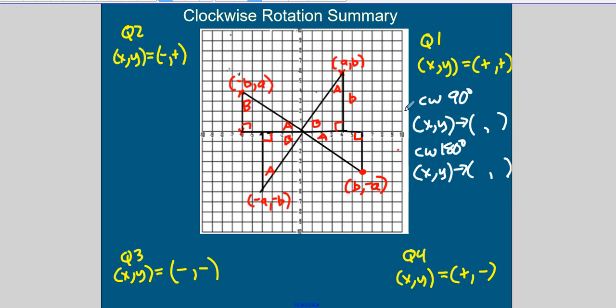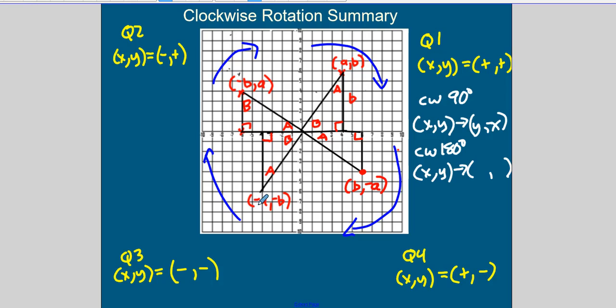Alright, so now let's go clockwise. We've been going counterclockwise pretty much most of the day. So let's go this way and summarize what's going on when we go clockwise. Let's just start here at A, B and go to B, negative A. So again, notice that x here gets moved to the y position, but you take the negative of it, and then y gets moved to the x position.